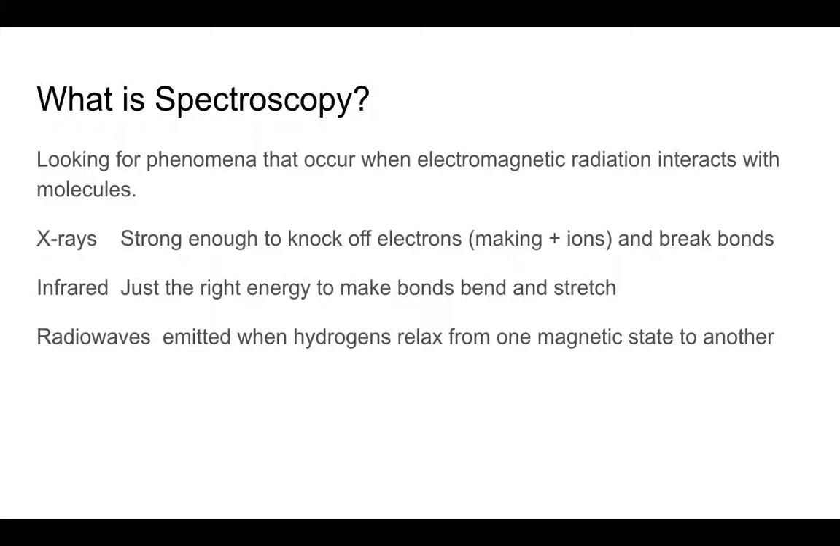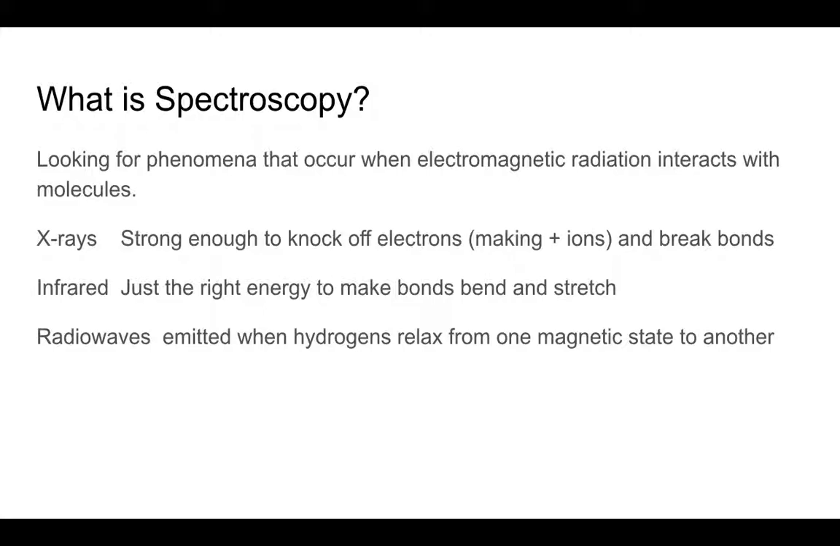Now, there's three types of light that we're going to be looking at in this presentation. Those are going to be X-rays, which are very energetic. X-rays are strong enough to knock off electrons from molecules, and that makes them positive ions. That's important, that they're going to make them positive ions. And sometimes those X-rays can actually break bonds. And when we break bonds in a molecule, that makes what we call fragments, and that's exactly what you think it would be. They're pieces of the molecule that break off and separate from the rest of the molecule.